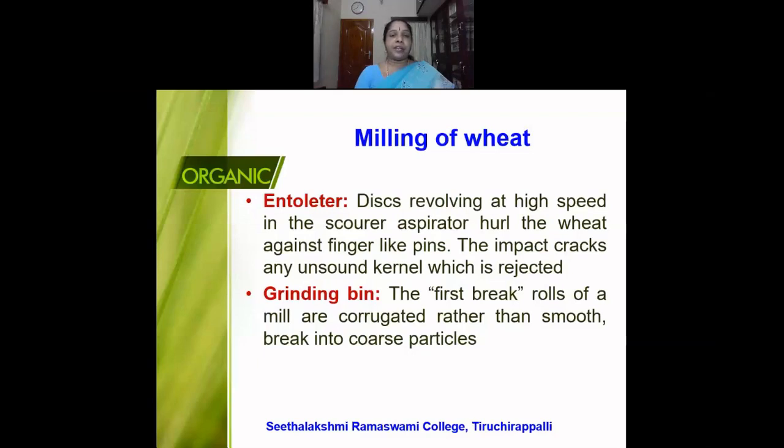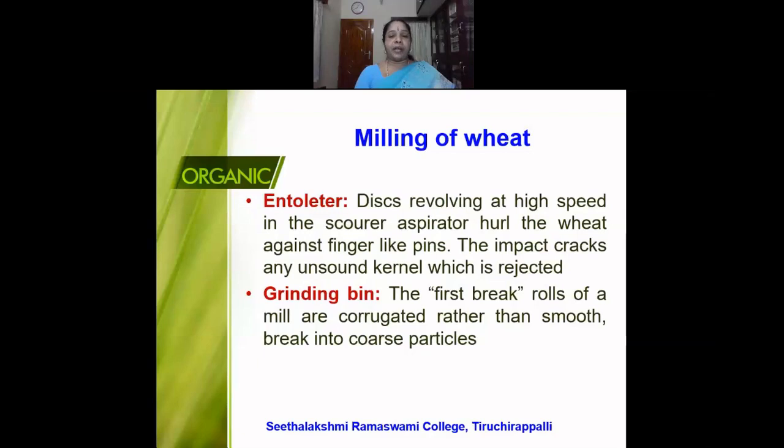So here, if there are certain kernels which are not good, which have lighter weight, they can be removed. So in the entoleter, the wheat is broken. Next, it passes to the grinding bin. The first break rolls. There are rollers present here in the grinding bin, and they are called the first break rolls because it is here that the actual conversion of the wheat to the flour takes place.